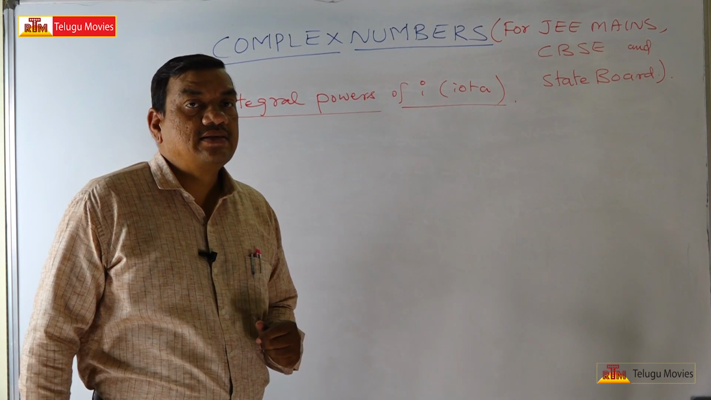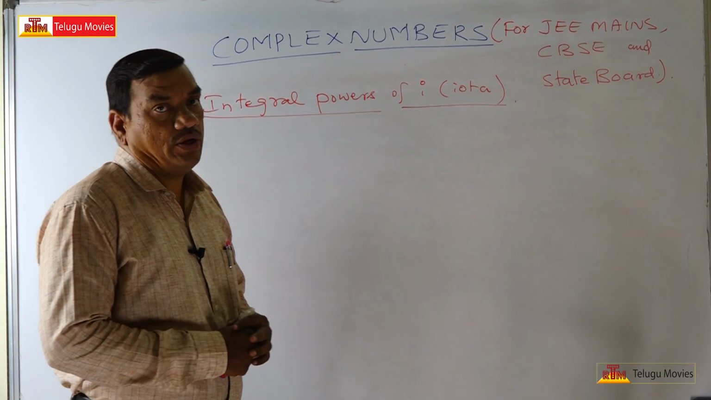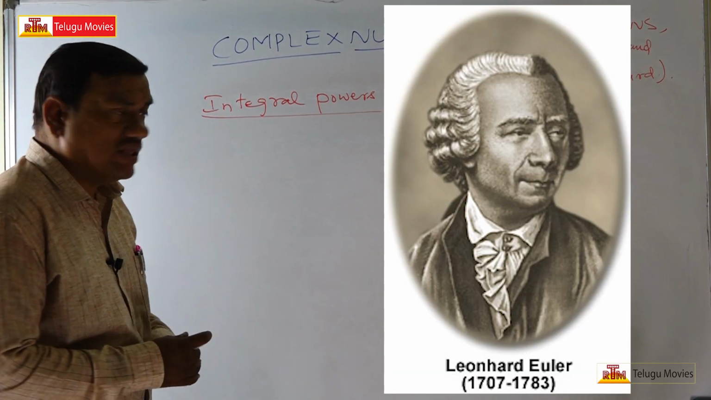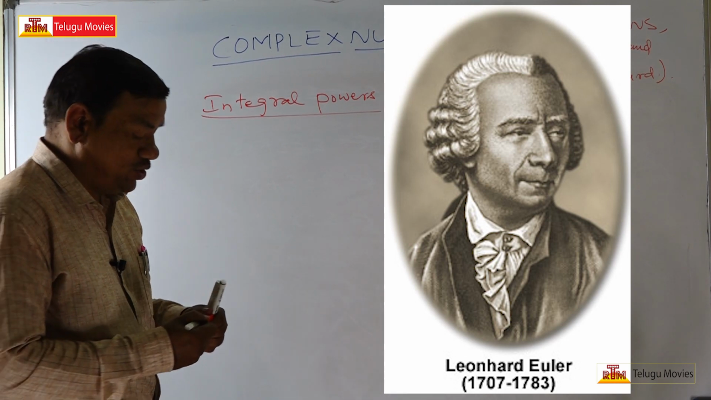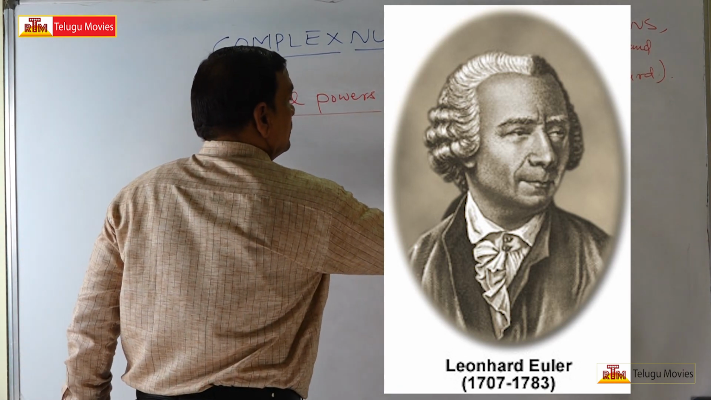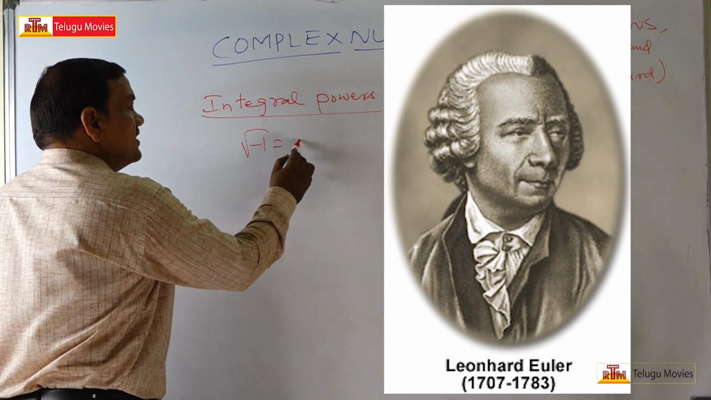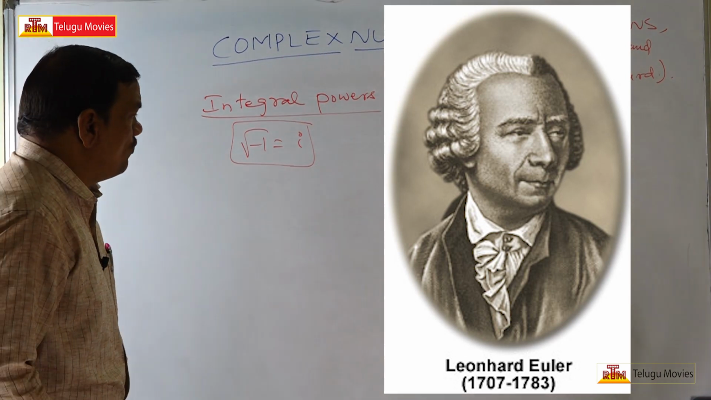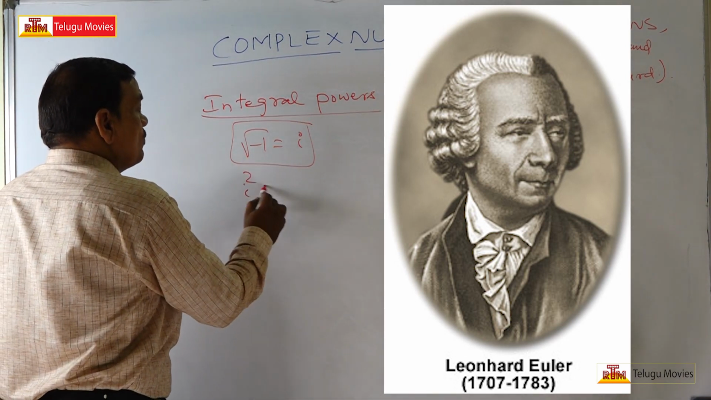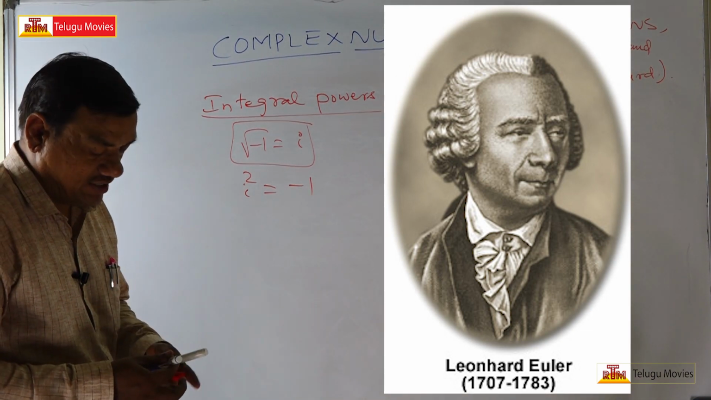Dear students, welcome to the class. Integral powers of iota, i. So we know that a great mathematician, Euler, defined the number root of minus 1 as the symbol i. So we have the property that i square is equal to minus 1.